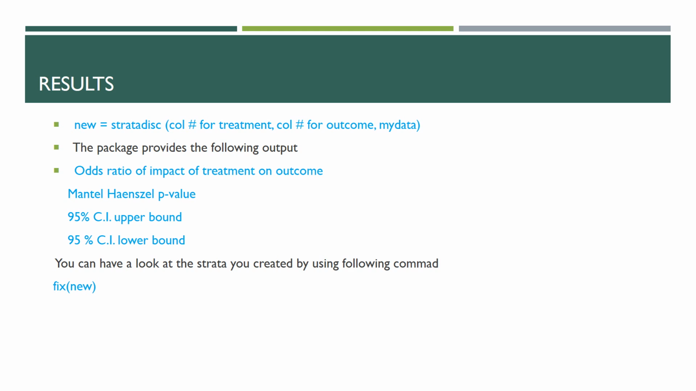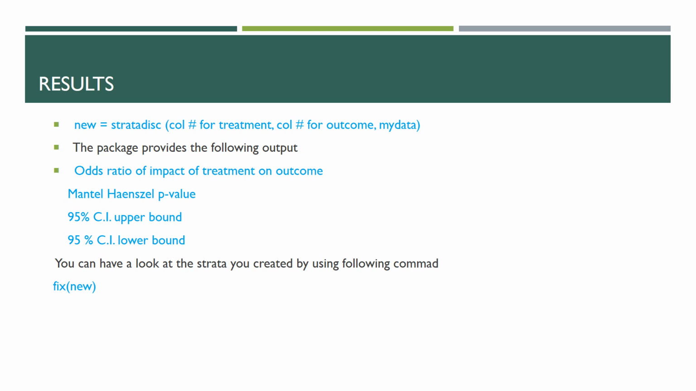And the results that the package produces include the following. The package gives you a common odds ratio of impact of treatment on outcome. And the package also gives you a Mantel-Haenszel p-value, which is your usual p-value to indicate whether or not it is statistically significant, which is to say if the treatment has a statistically significant effect on outcome after balancing.